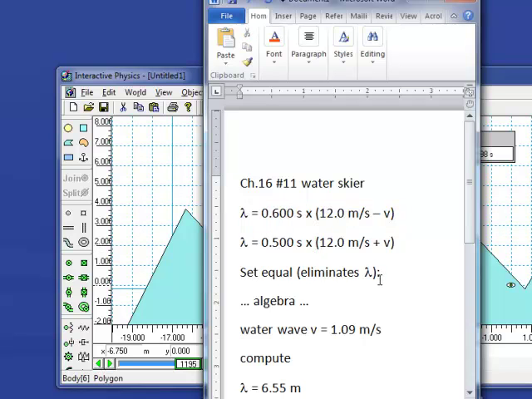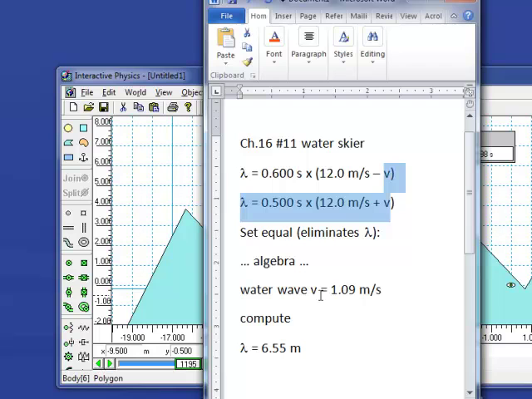And then set them equal, which eliminates the wavelength lambda. Do some algebra, and so the wavelength here, not the wavelength, somebody just knocked on my door, so I have to figure out where I was. So the result is that the only variable left is the velocity. Solve for that with the algebra, and you come up with 1.09 meters per second, which I already used in my animation. And then from that, you can also compute the wavelength itself, which comes out to 6.55 meters. You notice that both of those work just fine in my animation. And that was Chapter 16, Problem 11, the water skier.